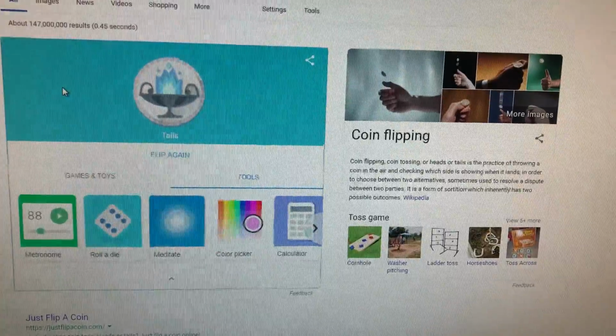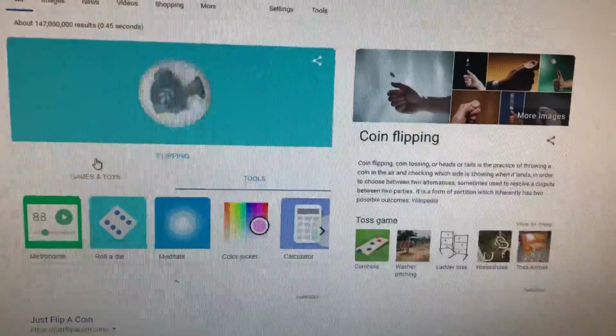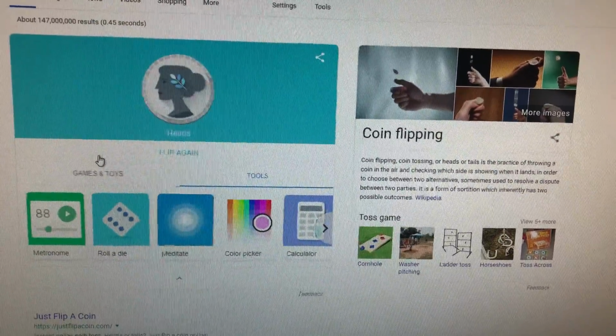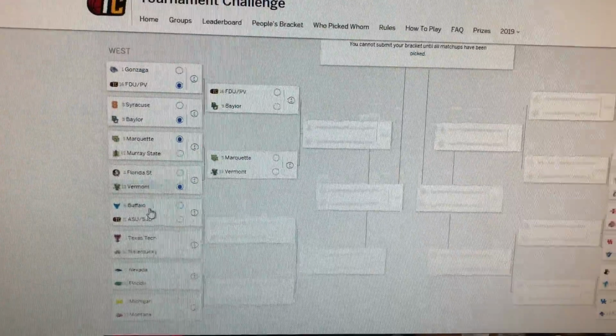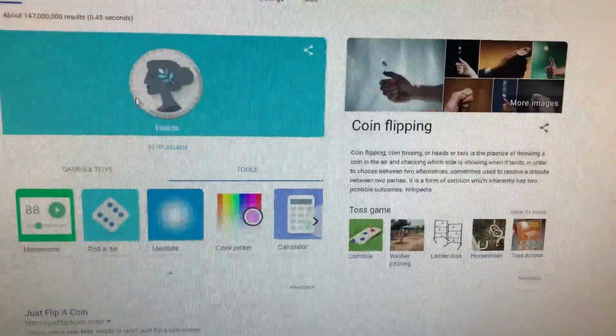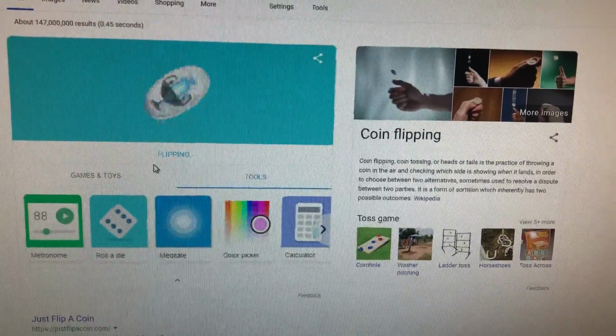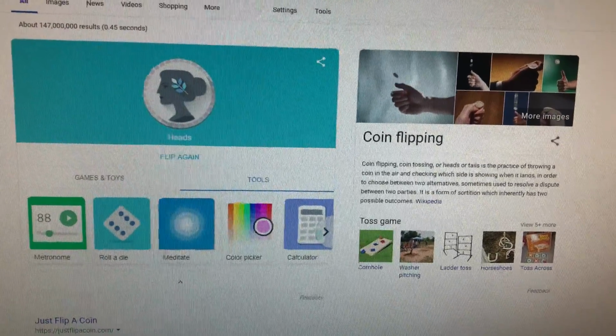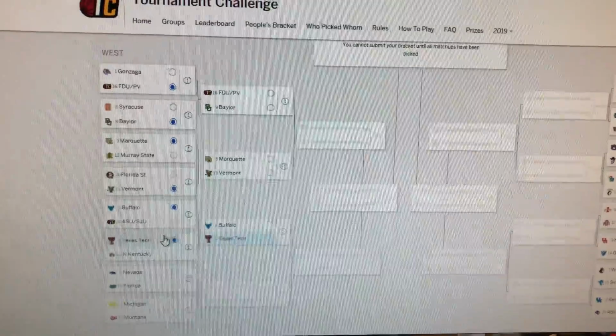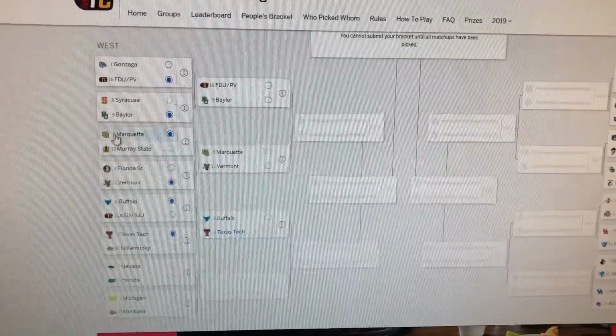Buffalo and Arizona State / St. John's. Don't really know who's going to win that one in real life, but we'll see what happens. Heads, we have Buffalo moving on. Then we have Texas Tech and Northern Kentucky. We'll see who's moving on here. We have heads. We have Texas Tech moving on, our highest seed so far with a 3.